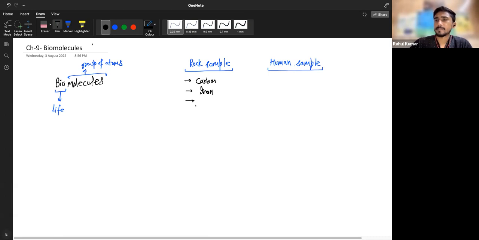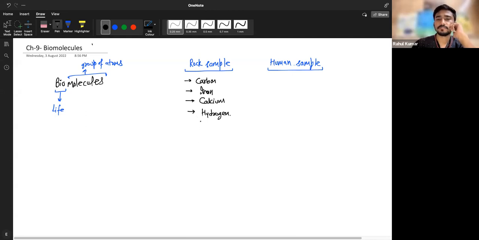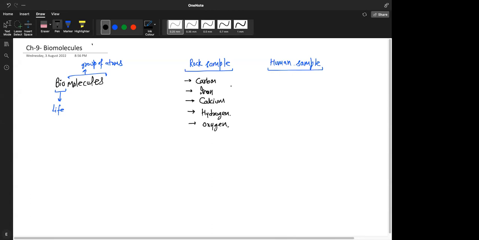And there can be calcium also in a rock. Chalk is a rock and it has calcium, right? What else can be there in a rock sample? Hydrogen? Yes, sir, hydrogen. Yes. And what else can be there in a rock sample? Oxygen? Oxides? Many rocks are oxides, right? So oxygen? Yes or no? Iron oxide ores, they are rock samples.